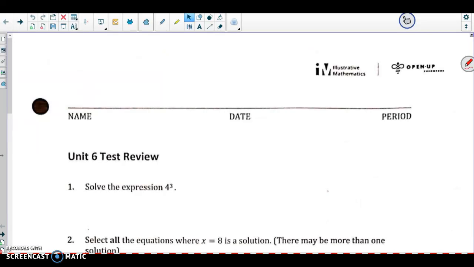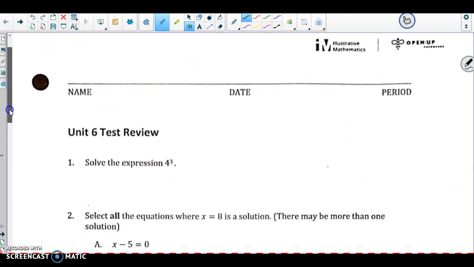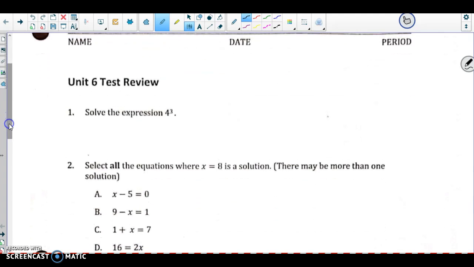Okay, so here is our Unit 6 Test 1 review. I know it just says test review, but I think we'll have a second Unit 6 test. So, Unit 6 Test 1 review.